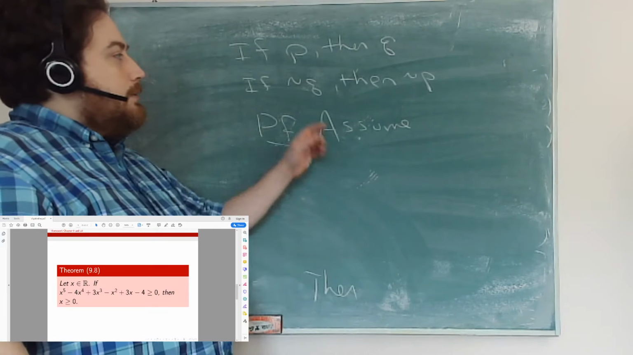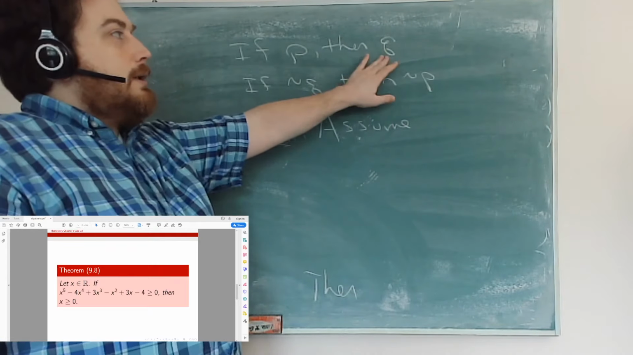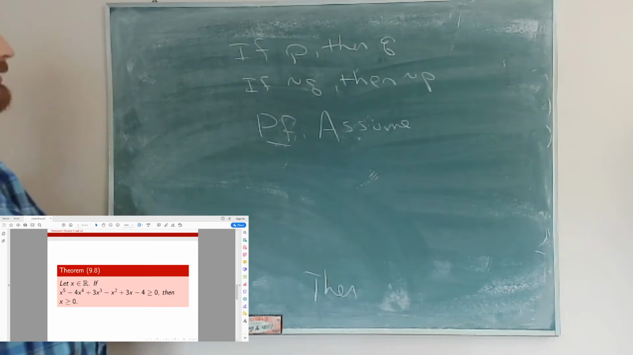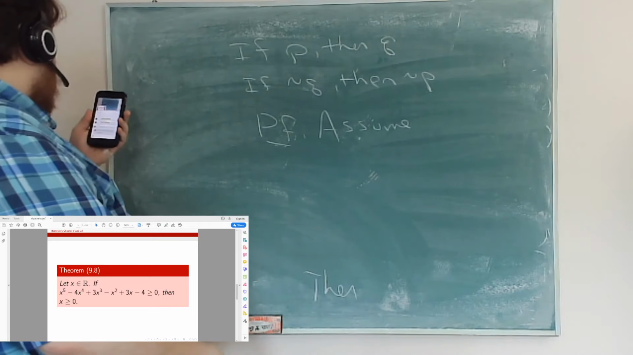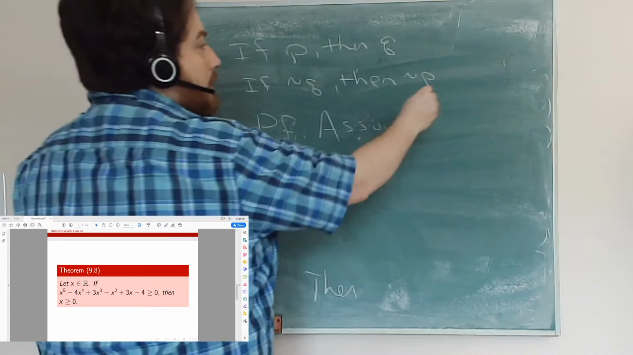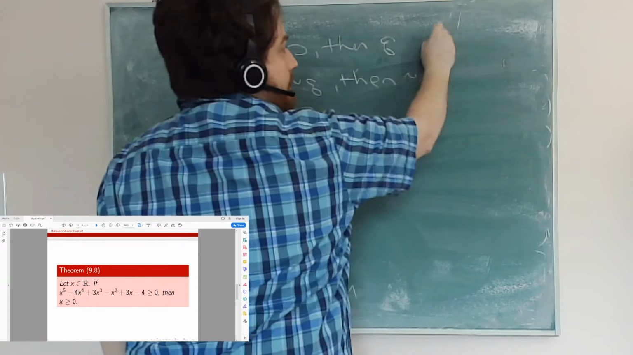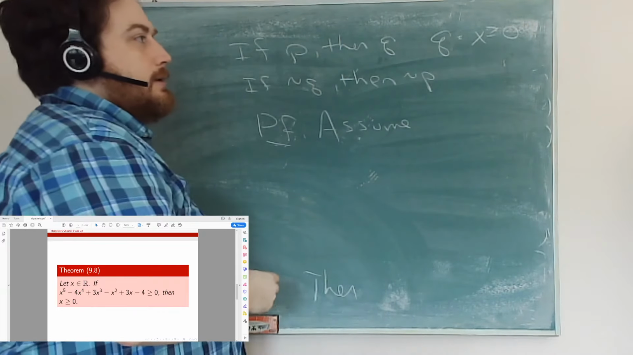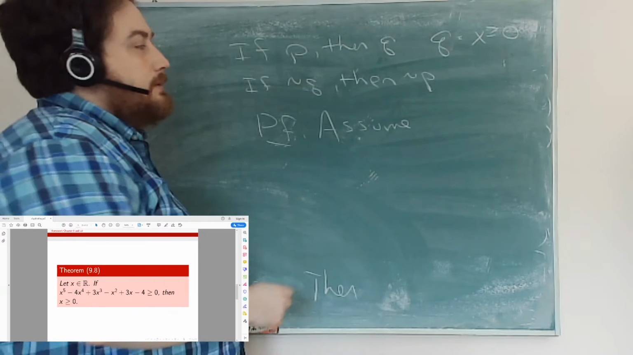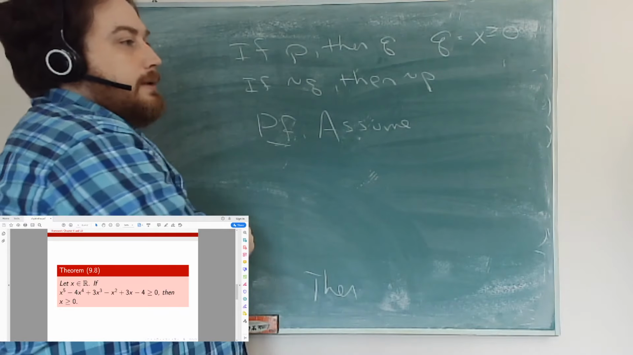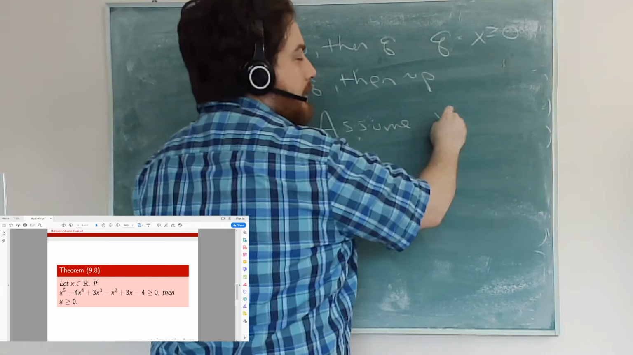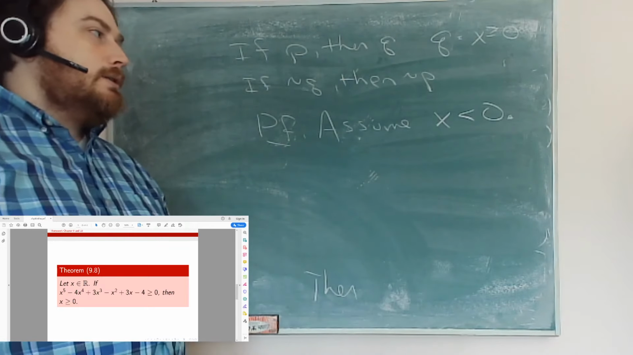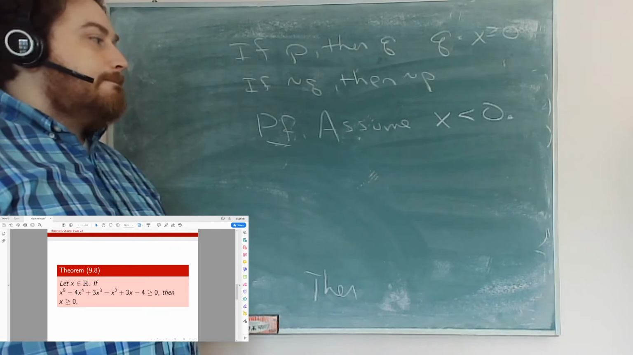So if I assume not Q, Q in this case is, I'm just going to look to make sure I write this down correctly, x is greater than or equal to 0. So the negation of x is greater than or equal to 0, that's what we get to assume: x is a real number and less than 0. So we assume that x is a negative number.